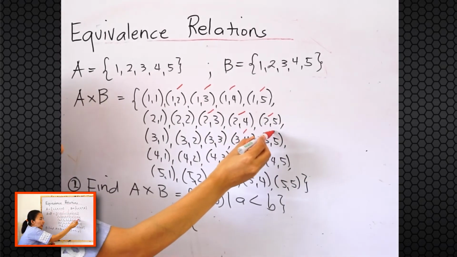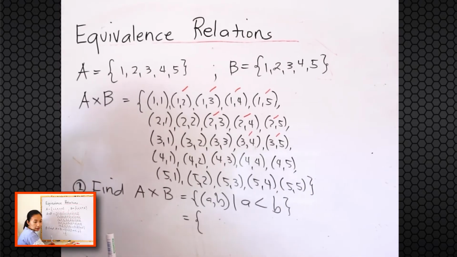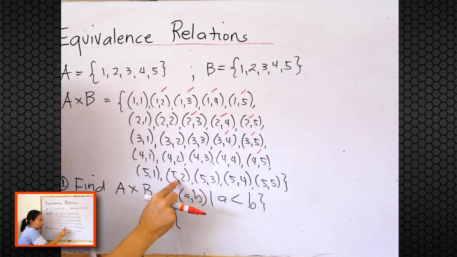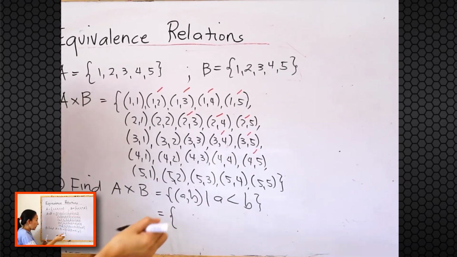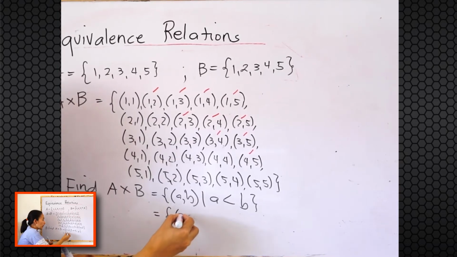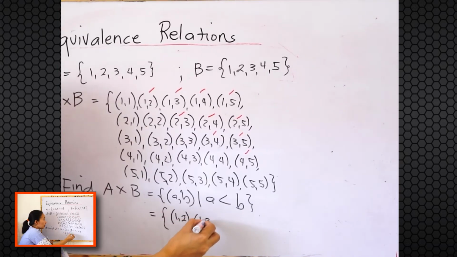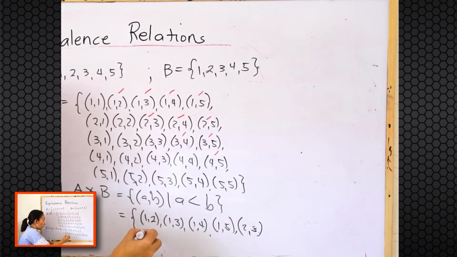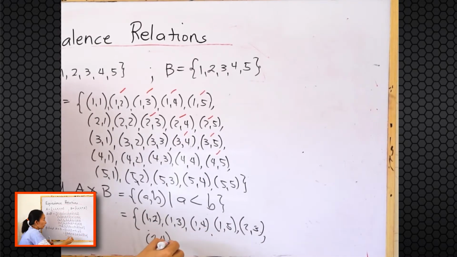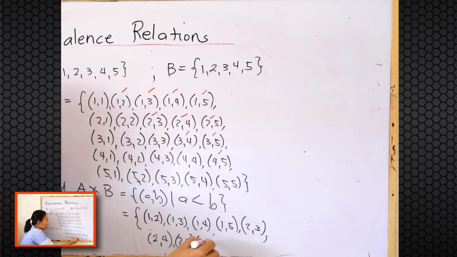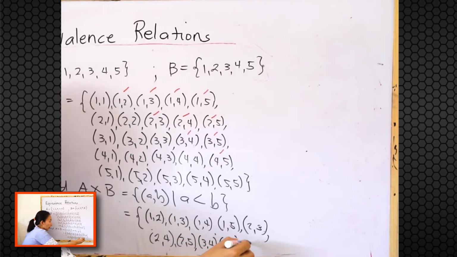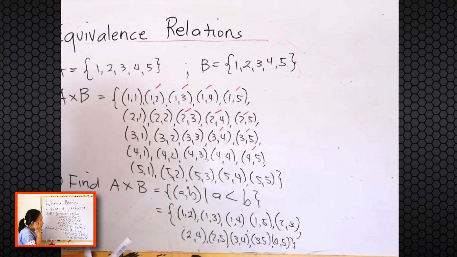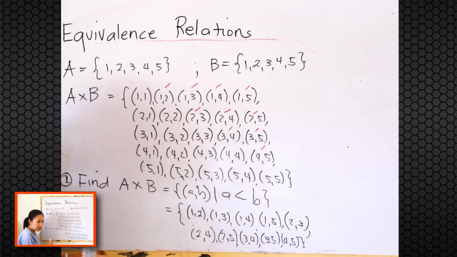3, 4, 3, 5. And then 4, 5. How about this? Okay, no more. So this set will consist of the ordered pairs (1,2), (1,3), (1,4), (1,5), (2,3), (2,4), (2,5), (3,4), (3,5), and (4,5). Now, can you identify the elements of this set?